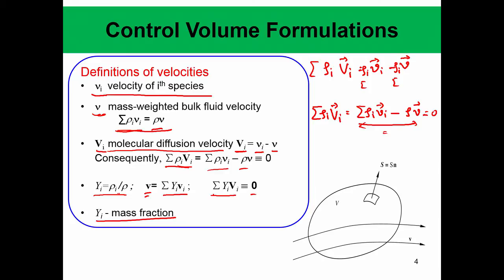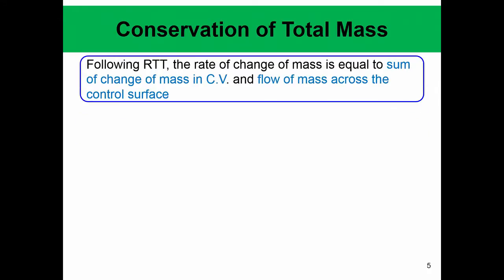Okay. Now please understand the difference between these three velocities. This is the velocity of the ith species, okay. This is the mass weighted bulk fluid velocity, and this V_i is the molecular diffusion velocity, which is nothing but the difference between the velocity of the ith species and the bulk fluid velocity, okay. So that is the molecular diffusion velocity, and none of these will actually be equal to 0 in a given scenario, in a particular case inside of, say, a flame or something like that.